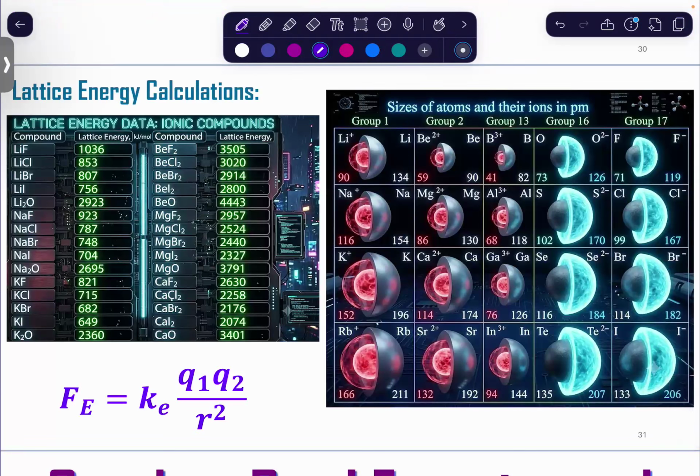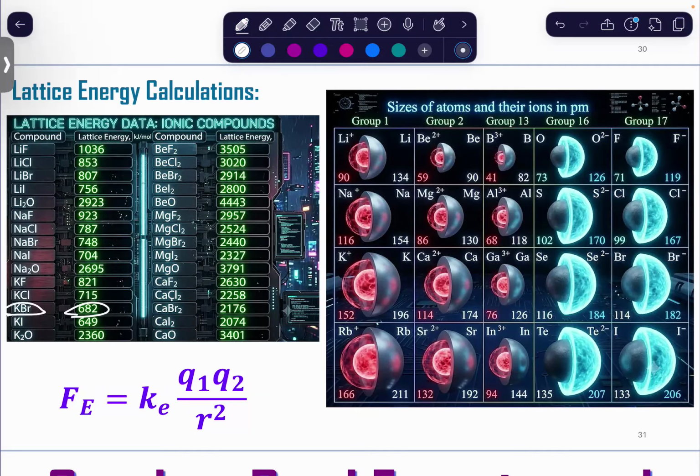But when we're looking at lattice energies, we're back to Coulomb's law here, and here we have some ionic radii. Let's take a look at KBr, potassium bromide. You notice its lattice energy is 682. Let's think about that. Ke is your Coulomb's constant, and we don't need to worry about that. We're just thinking about this in terms of proportionality.